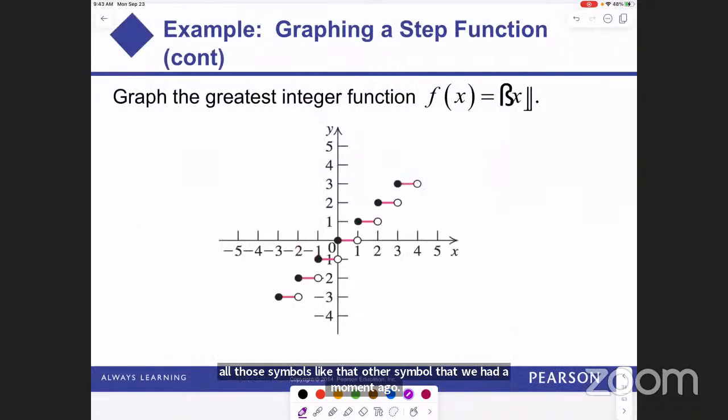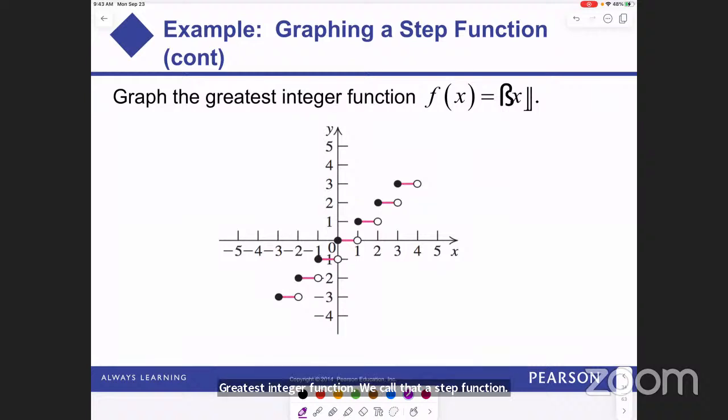It's just not printing. And so the whole point of the greatest integer function, we call that a step function. It's a piecewise function, but the image looks like this. It looks like the stairs on a staircase, right? The steps on a staircase. So we call this a step function or a piecewise function. This is called the greatest integer function. We call it a step function because the output looks like the steps on a staircase.